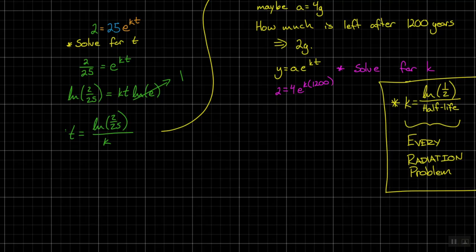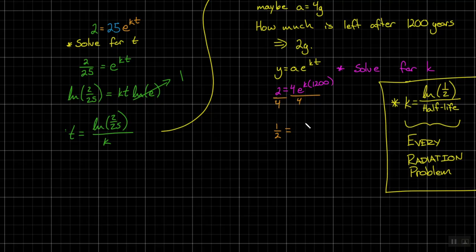If I want to solve this for K, I want only things with K on one side initially. How do I do that? Divide by 4. Now notice this is exactly that 1/2. This is final over initial. So I'm just going to change it to 1/2 right now.